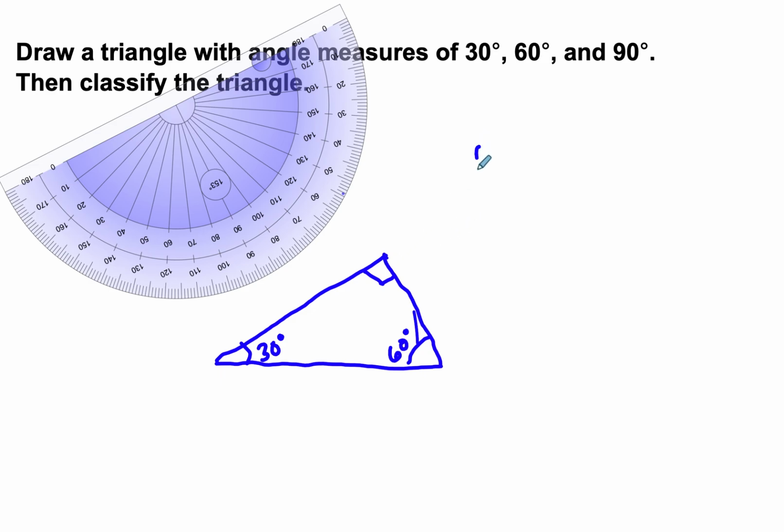So I had a right angle. That means it's going to be a right triangle. All of the angles were different sizes, and that means all of my sides are different sizes as well. So it's going to be a right scalene triangle. You can write the word triangle. You don't have to. You can just write right and scalene.